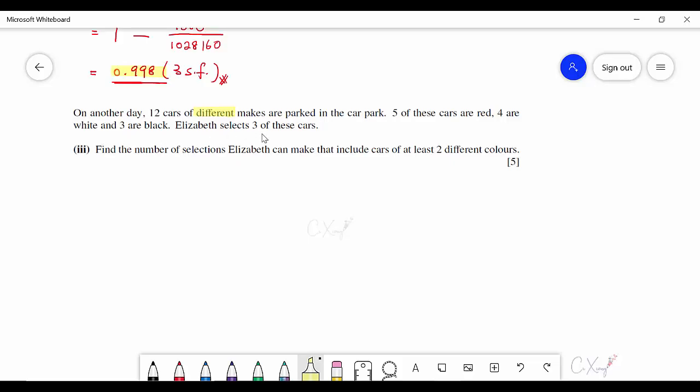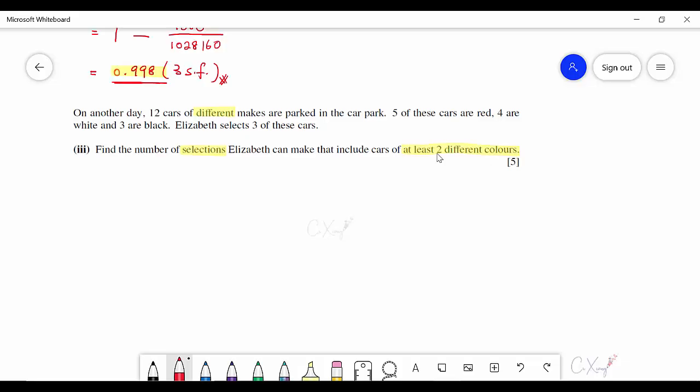So they want to select 3 of these cars. Find the number of selections. Again, please highlight the word "selections". It tells you that you are using the combination method, which is nCr, to get the answer. Find the number of selections that include cars of at least 2 different colors. So this is the restriction that we have: when we select the 3 cars, we must have at least 2 different colors.